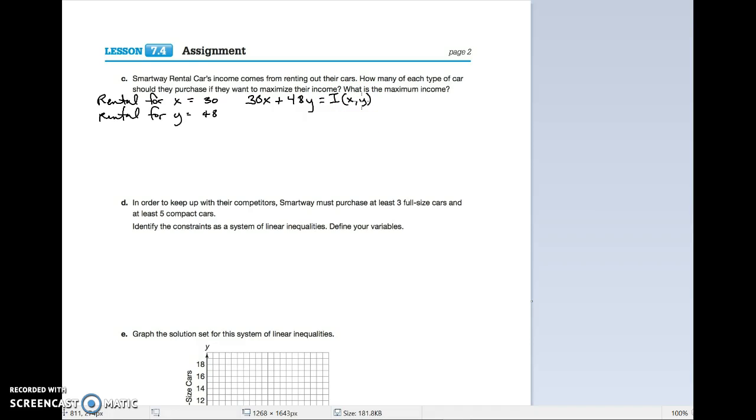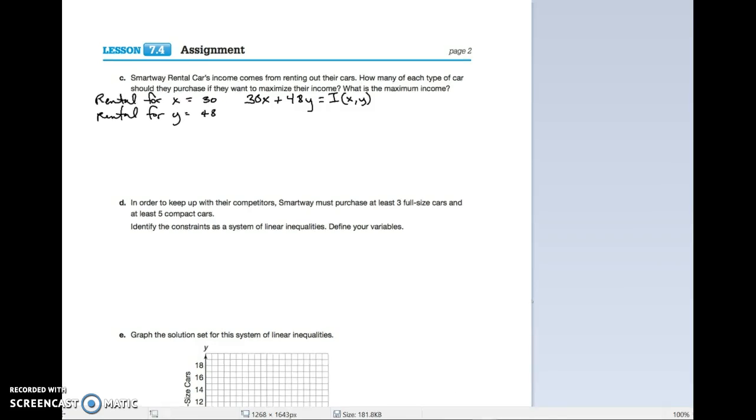Normally we're used to seeing f of x, or the function of x, where we have one variable. But in this situation we have two variables. We have an x and a y, so that's why we write it as the income, I, the function of x and y. So I of x and y, all right? Now, the question is, what do we put in place for x and y to figure out how much money they make? Well, that's when we go back to our graph.